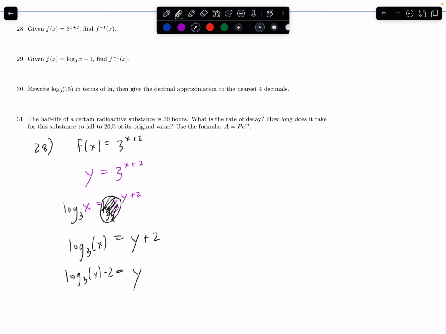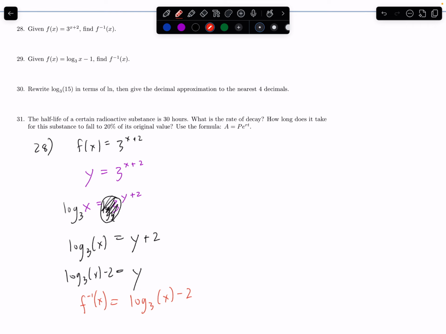Now I'm going to do something that trips people out a little bit, but I'm just going to reverse the order of those because I like it on the left. This is not really a necessary step, but it just feels more comfortable. And instead of y, I'm going to replace y with f inverse of x, because that's what it is, right? The inverse function is that thing right there. And voila, we found what we needed to find.